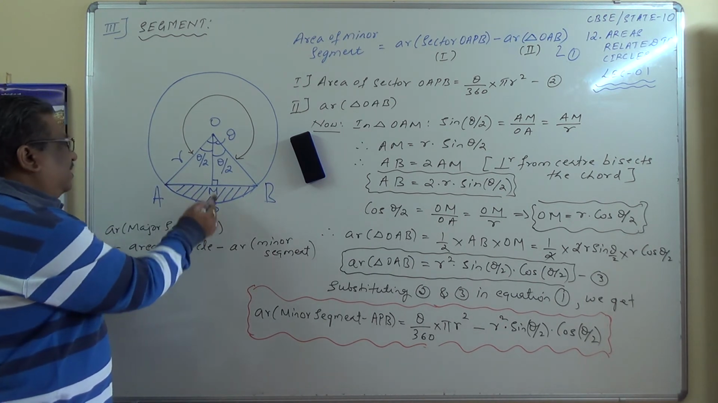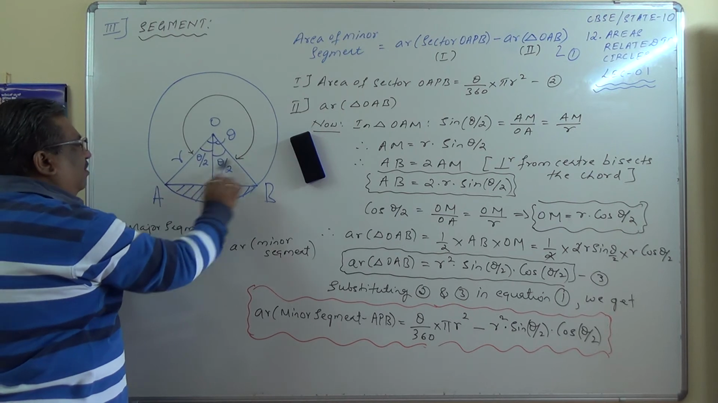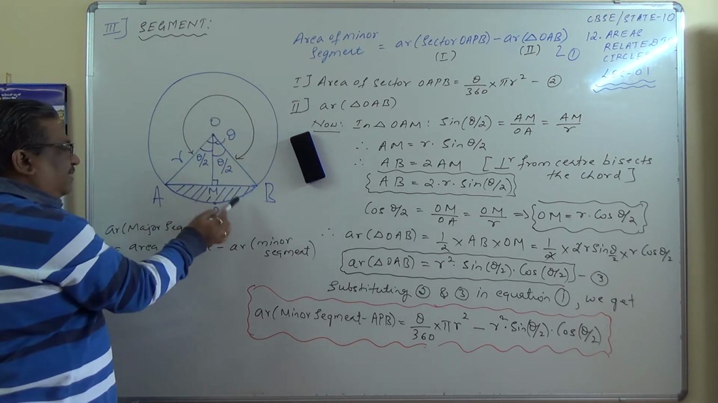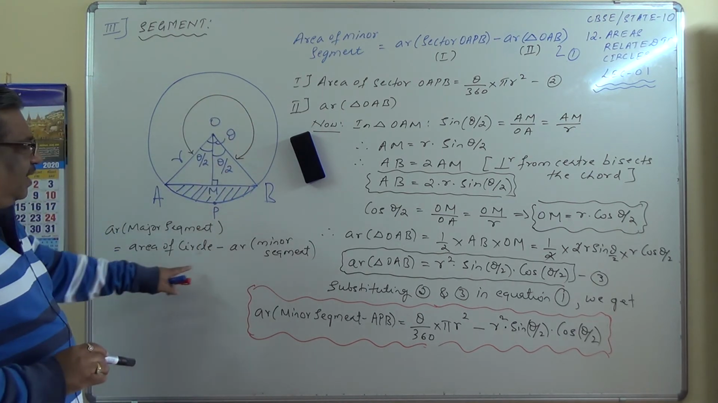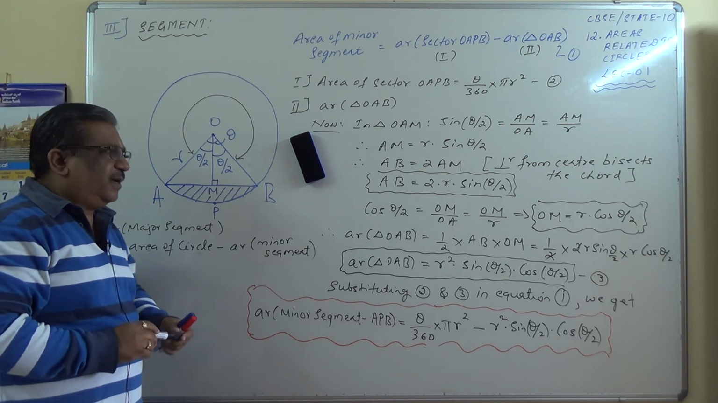So the area of the major segment is this entire region, excluding this one. It is the area of the circle minus the area of the minor segment. This is how we can work it out.